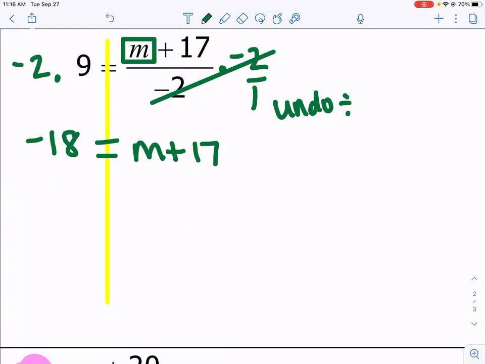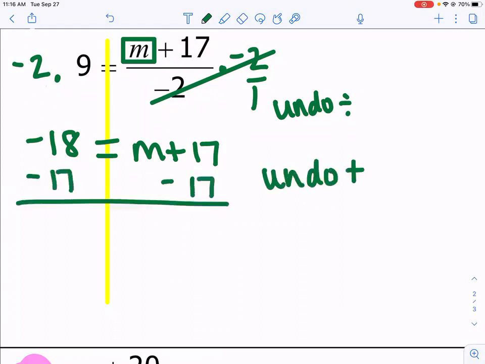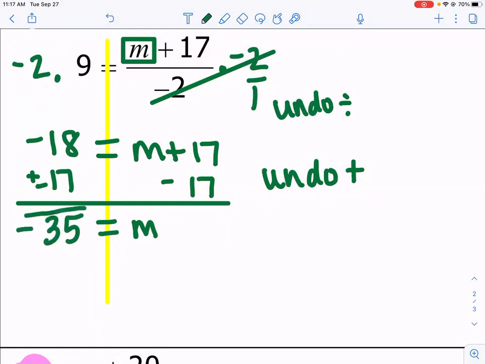Denise, what's our next step? How do we get M by itself now? We need to undo the plus 17 by subtracting 17. So now we have negative 18 minus 17. So let's do keep, change, change. I'm adding two negative numbers together, which means we do what with our numbers? So is that 35? Negative 35. Thank you, Jada.